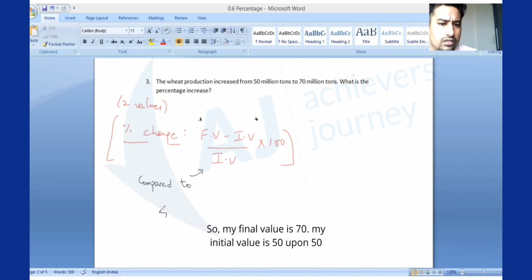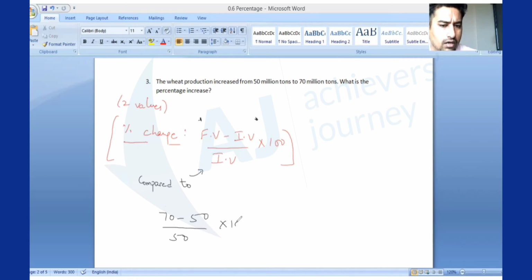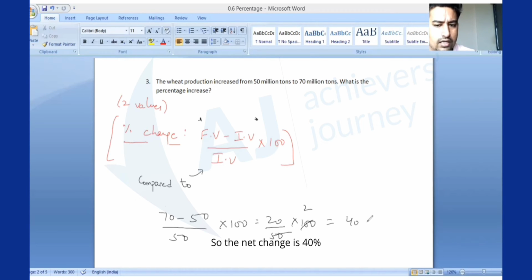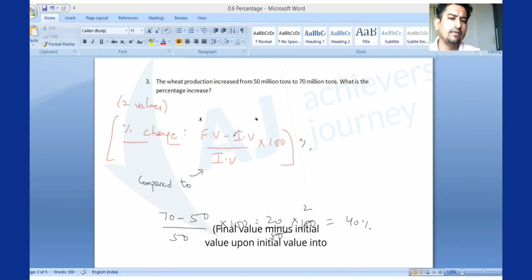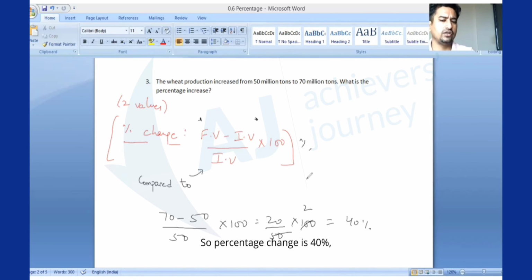So my final value is 70. My initial value is 50. So 20 upon 50 into 100. This will get cancelled. So the net change is 40%, right? There's a percent outside here. Final value upon initial value minus initial value upon initial value into 100%, right? Because it will come in percentage, right? So percentage change is 40%, right?